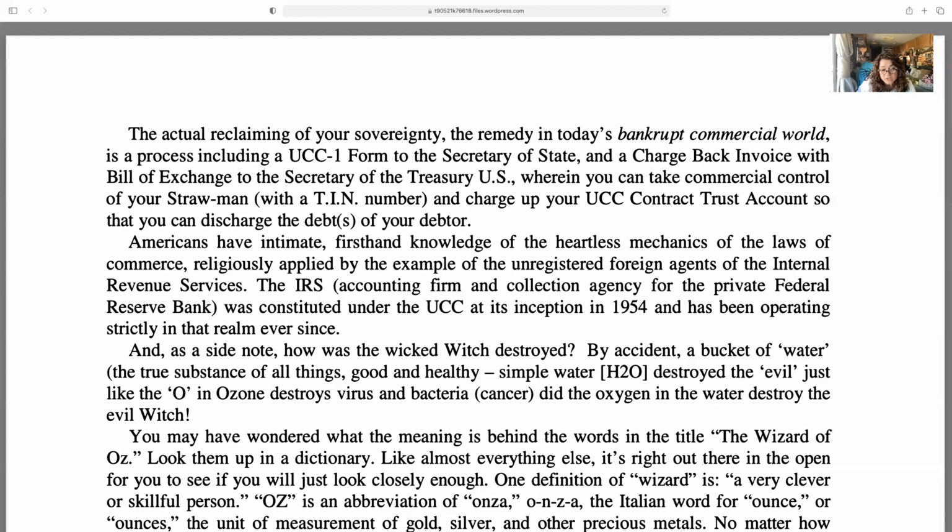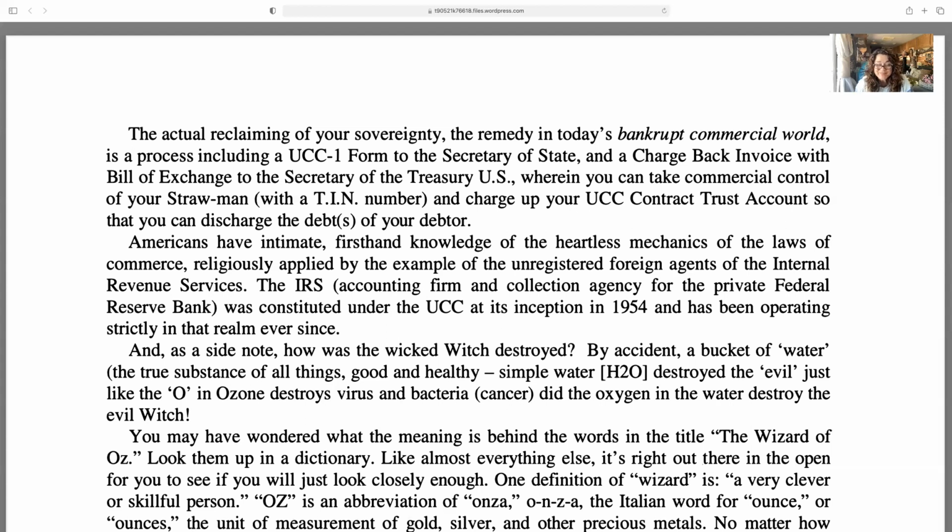Okay. And as a side note, how was the Wicked Witch destroyed? This is going back to that Wizard of Oz. By accident? A bucket of water? The true substance of all things good and healthy, simple water, H2O, destroyed the evil, just like the O in ozone destroys virus and bacteria, cancer. But did the oxygen in the water destroy the evil witch? I don't know. It was just a movie. What are you talking about?